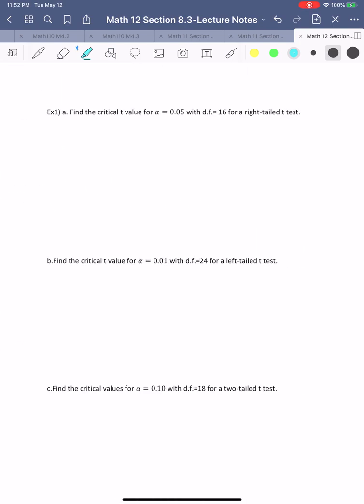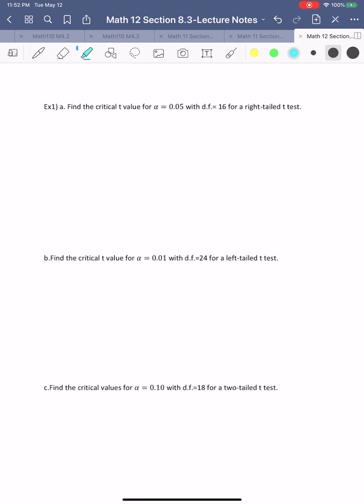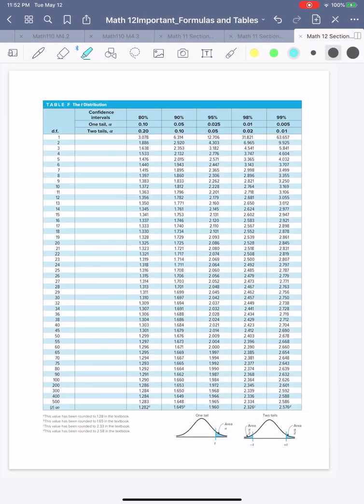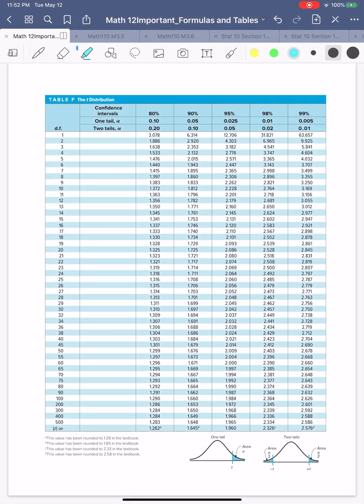Okay, so let's do the problem. Example 1, part A: find the critical t-value for alpha equal to 0.05 with degrees of freedom of 16. Let's look at the table we have here. Looking at the table, the degrees of freedom is 16, so we look here, and the alpha is 0.05.